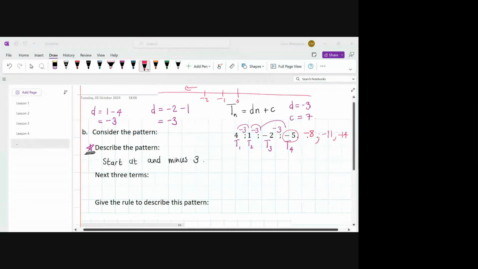All right, good. So those are my next 3 terms: -8, -11, and -14.